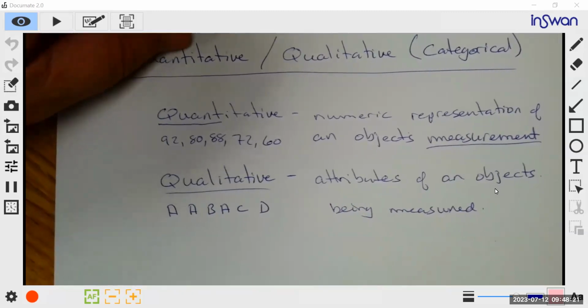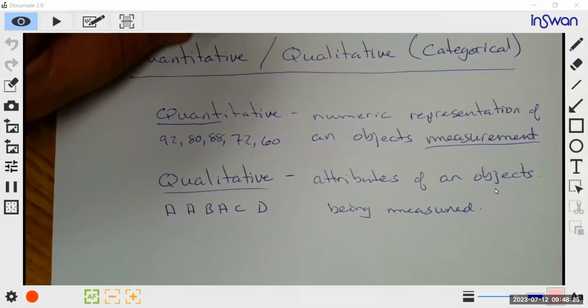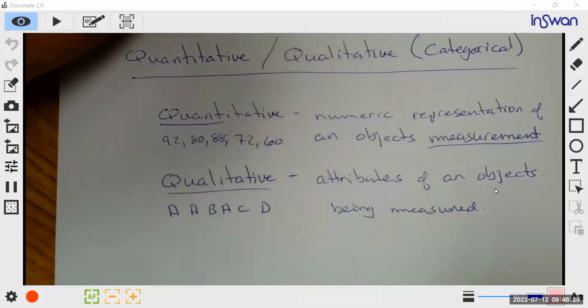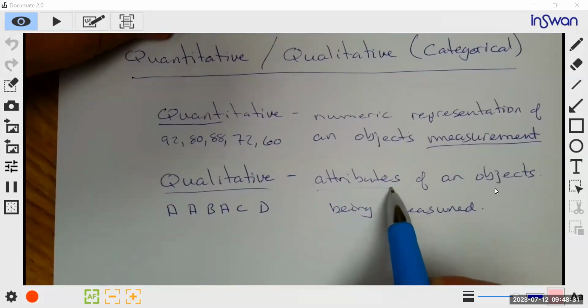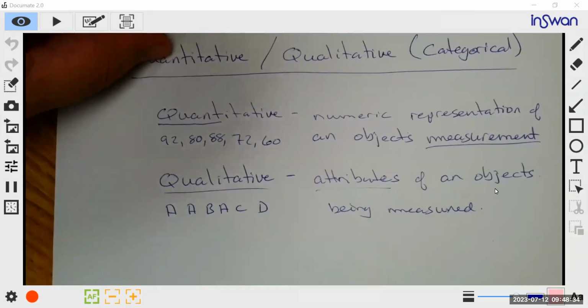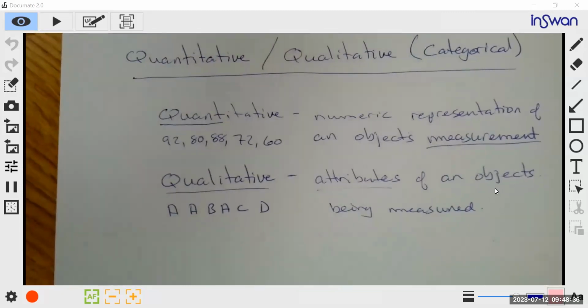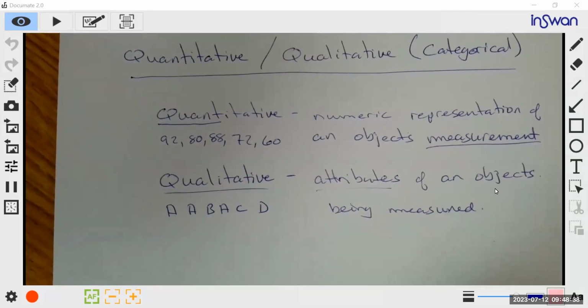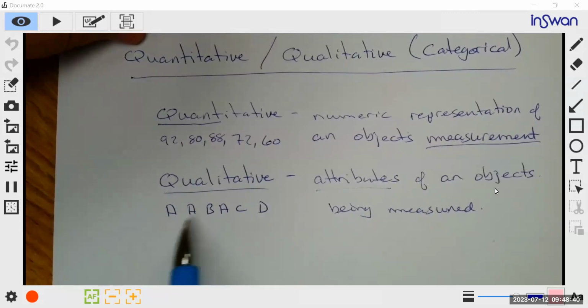How about that? There's an example of qualitative: we have something that's not numeric. It's a description. It's an attribute. I got an A in this test, which means I got between a 90 and 100. But can you do anything with this?